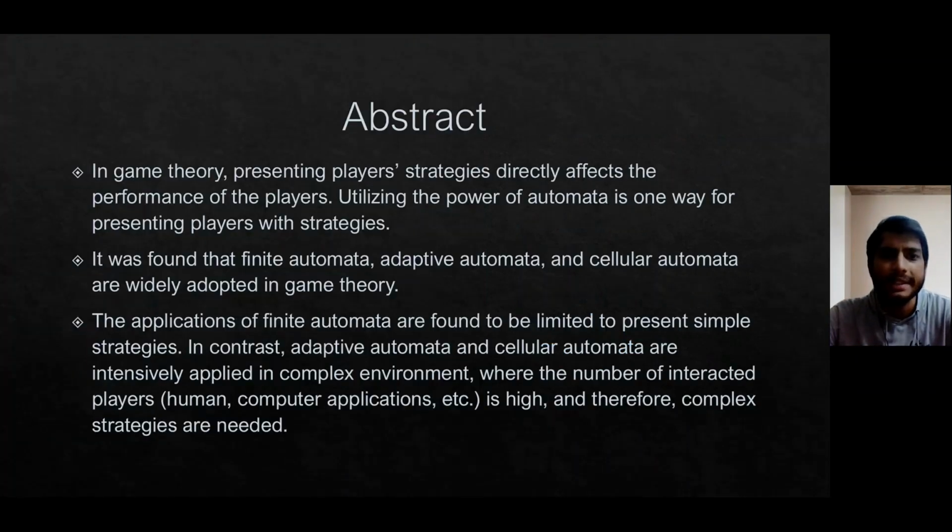In game theory, presenting players' strategies directly affects the performance of the players. Utilizing the power of automata is one way for representing players with strategies. It was found that finite automata, adaptive automata, and cellular automata are widely adopted in game theory. The applications of finite automata are found to be limited to present simple strategies. In contrast, adaptive automata and cellular automata are intensively applied in complex environments where the number of interactive players is high and therefore complex strategies are needed.